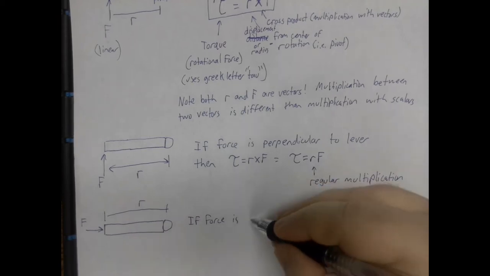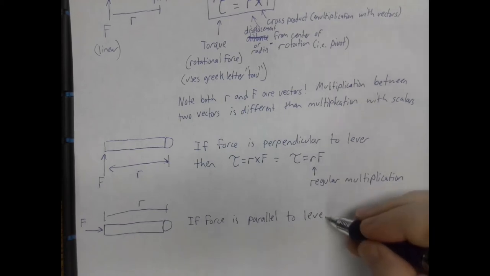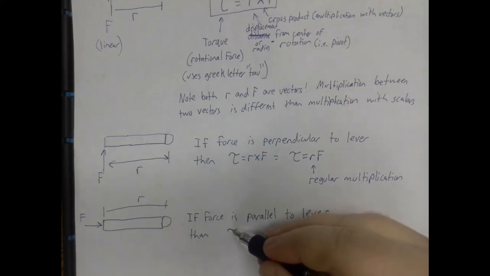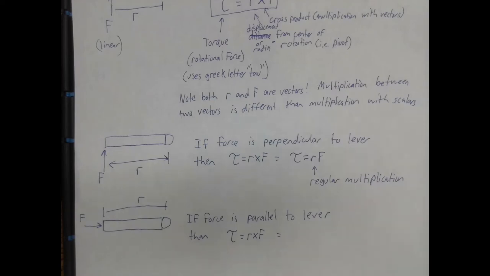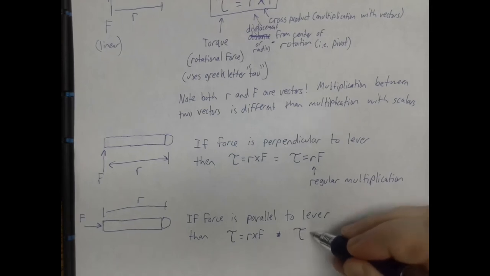If force is parallel to lever, so what happens when you don't have a force? Things won't move. Now if you go to that door and you push on it parallel to the edge, will it rotate? So what do you think torque is? Torque is just like regular force, except for rotation. If you push on the edge, will it rotate? No. So, that means that torque is 0.